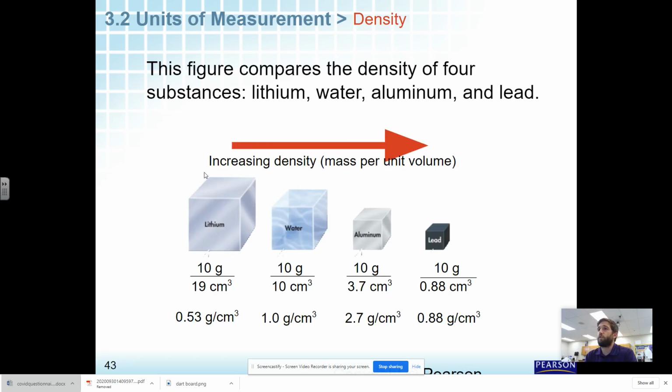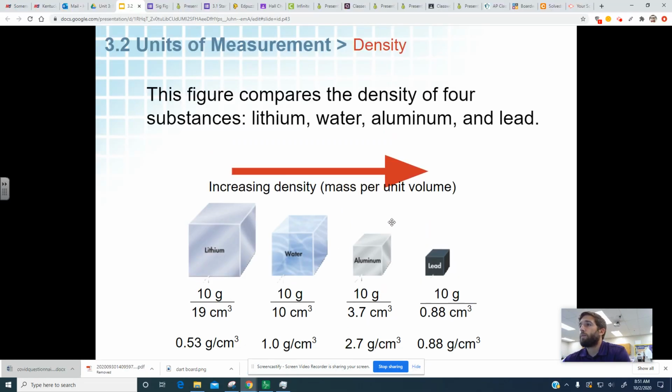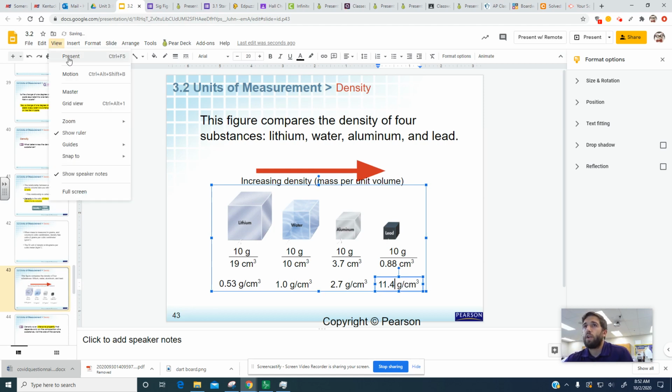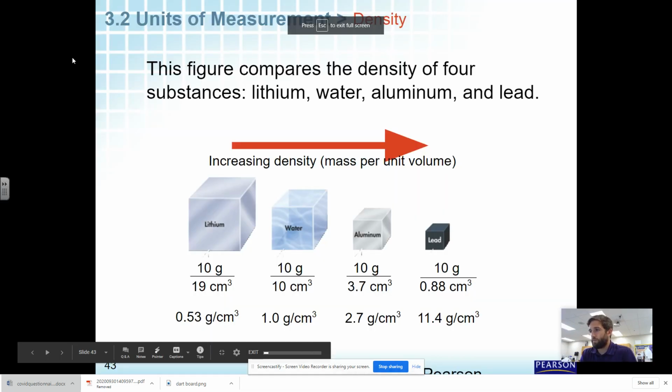This compares the density of four substances: lithium, water, aluminum, and lead. And the density increases as you go through here. I'm going to edit this because I know it's not right. I'm going to put it in the calculator first. So 10 divided by 0.88. So this is 11.36. Okay, let's go with 11.4. Make it neater. All right, back to this anyways.